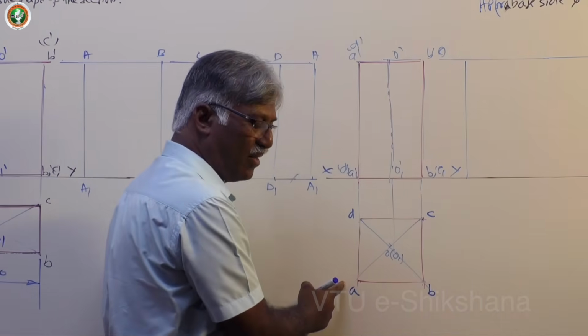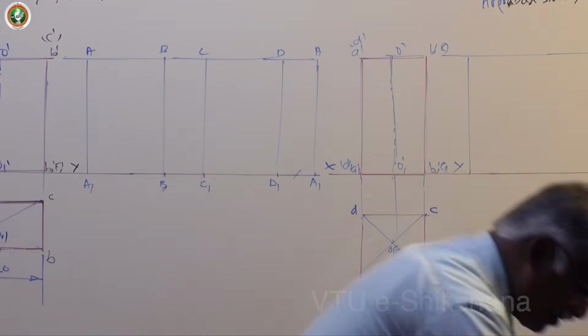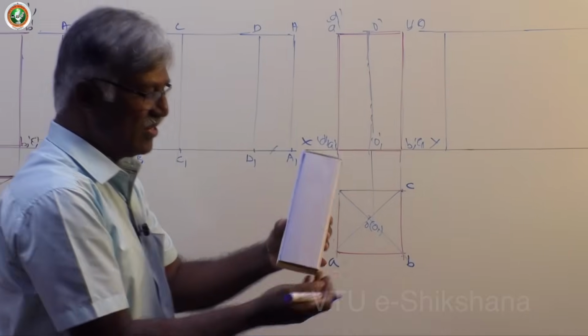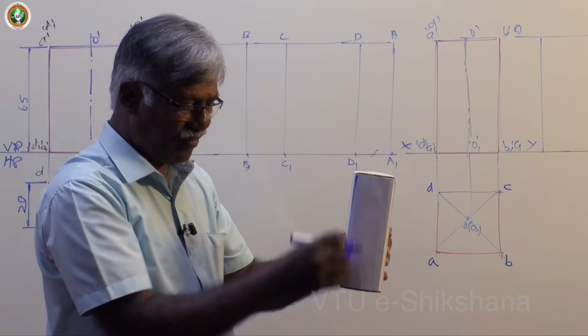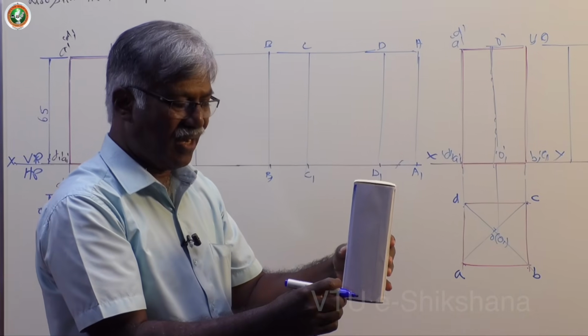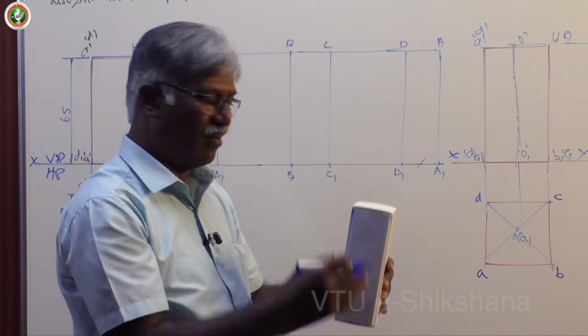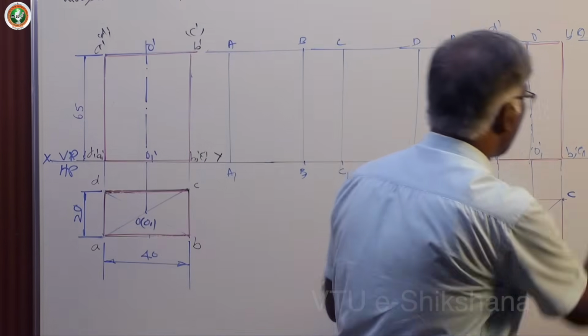Let me again start from AA1. See, this is the solid. I have A, B, C, D. I have to cut it. Assume that I am taking this particular longer edge into consideration, and then start developing. AA1.